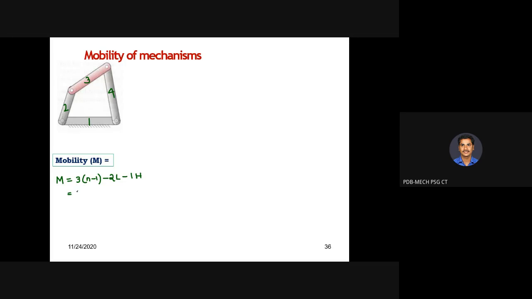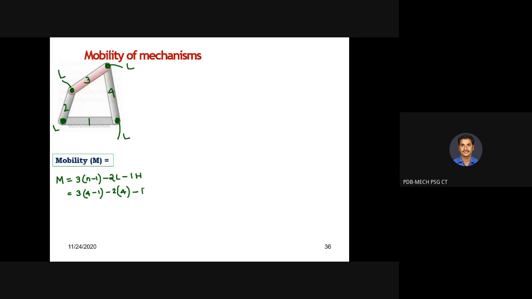Okay. So now tell me, 3 into how many links you are having? N ங்கிறது என்னப்பா? Number of links. How many links you are having? 4 minus 1 minus 2 into how many lower pairs you are having? Over joint or lower pair தான், கரெக்டா? This is one connection between 1 and 2. So one joint, it is one lower pair, and this is the connection between the links 2 and 3. It forms a lower pair, and this is the connection between the link 3 and 4. It forms a lower pair, and this is the connection between the link 1 and 4. It forms a lower pair. So totally 4 lower pairs, because all are surface contact.